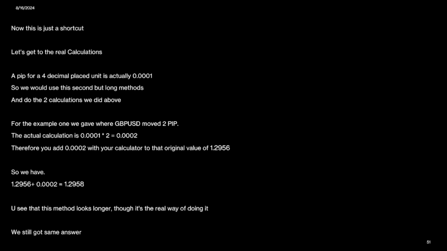Therefore, you add 0.0002 with your calculator to that original value of 1.2956. We will have 1.2956 plus 0.0002 equals 1.2958. So that's the 2 pip movement right there. You see that this method looks longer, but it's the real way of doing it if you want to use a calculator.